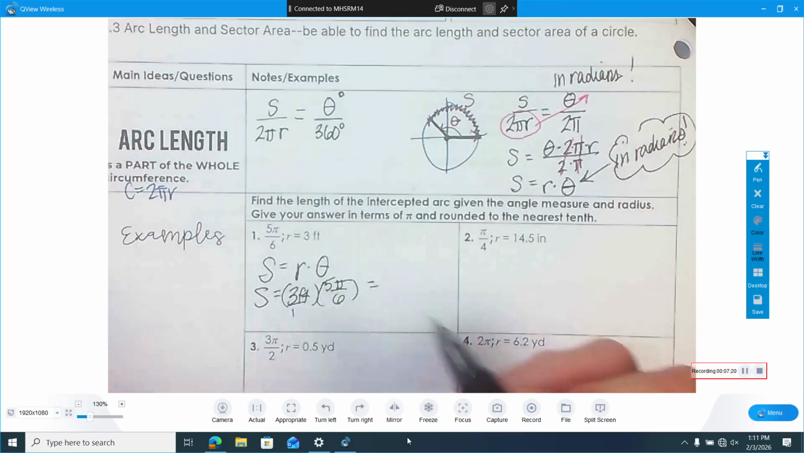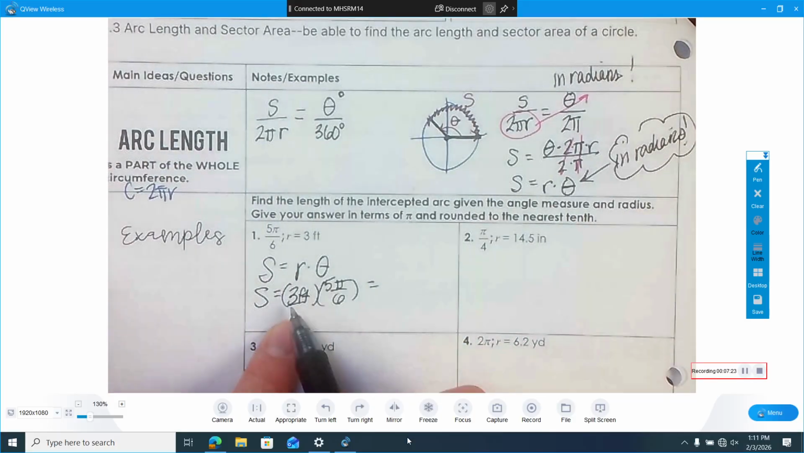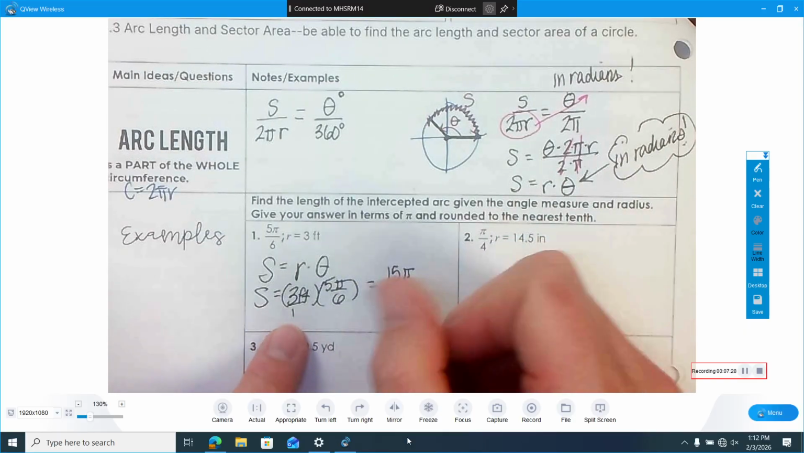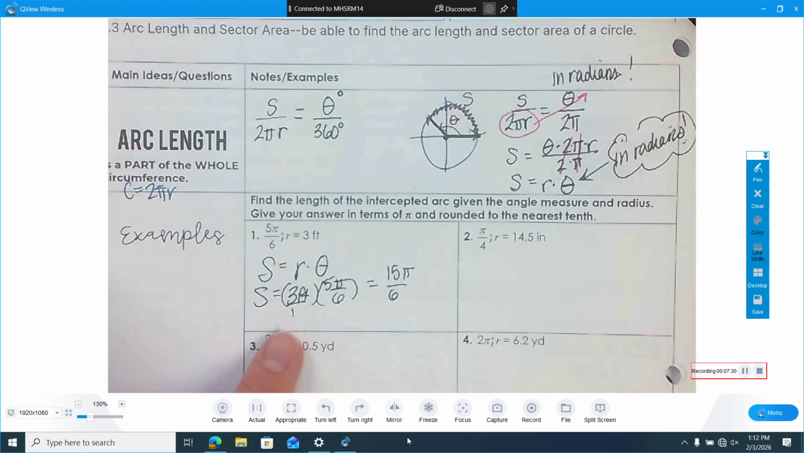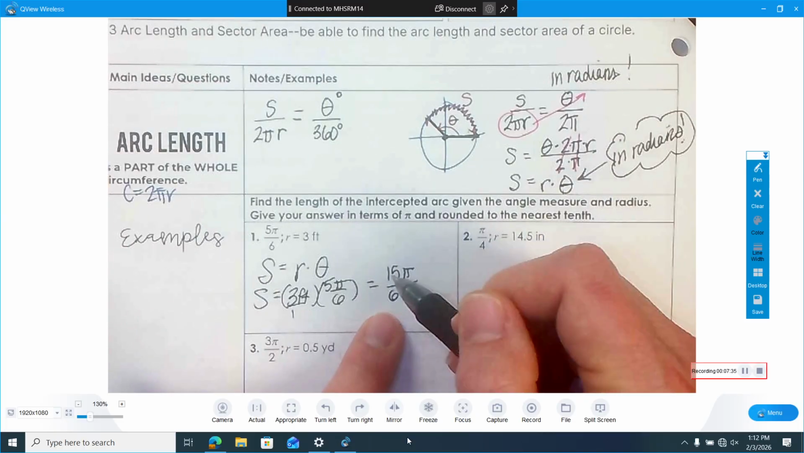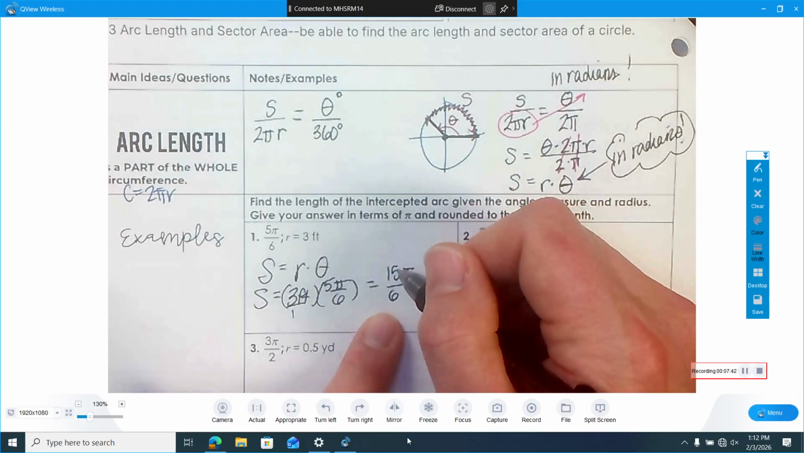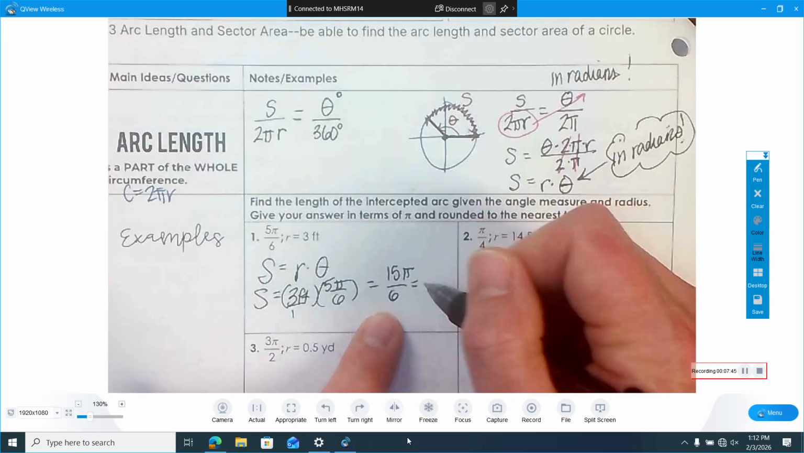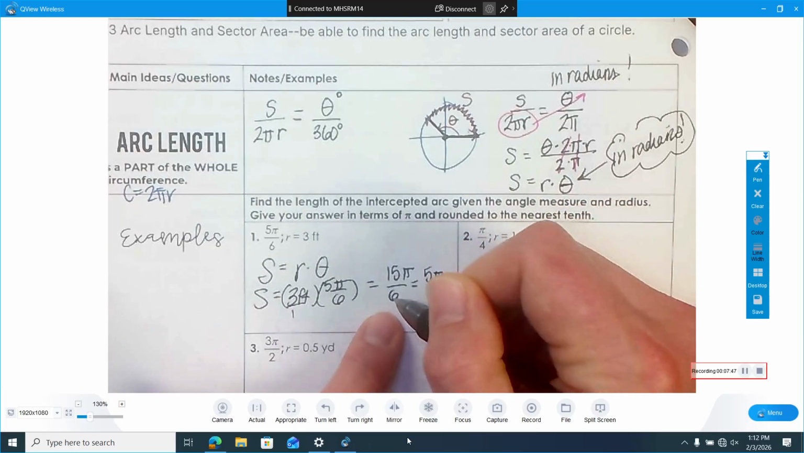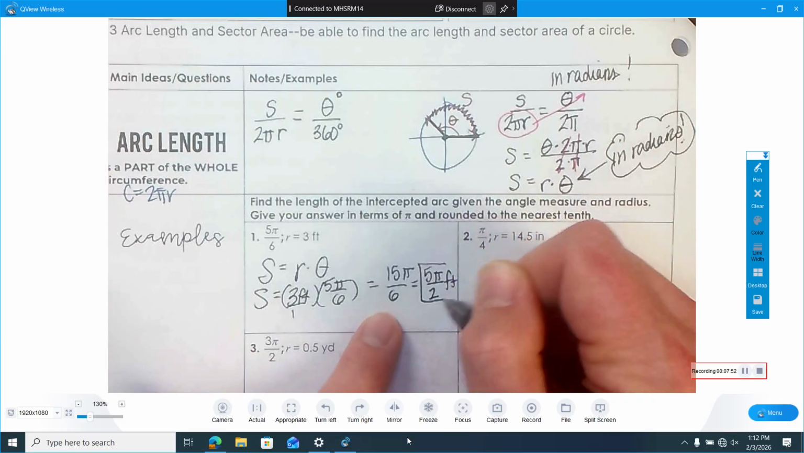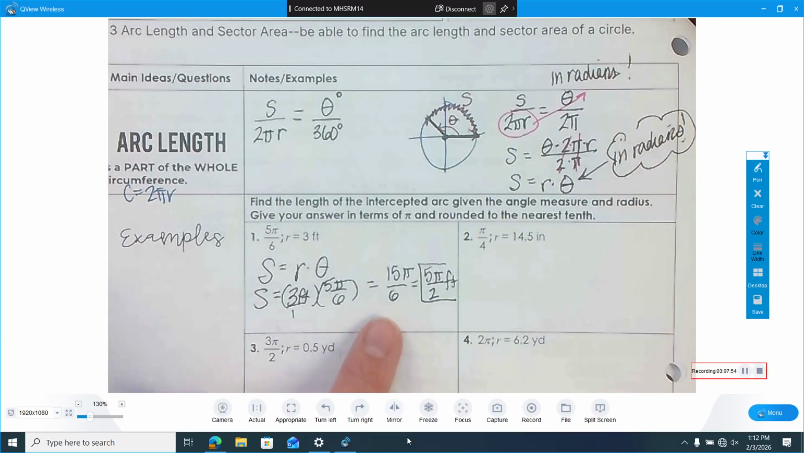I'm going to multiply straight across. 3 times 5 is 15 pi over 1 times 6 is 6, so that's 15 pi over 6 feet. And then 15 and 6 can reduce. We can divide top and bottom by 3, so 15 divided by 3 is 5, and 6 divided by 3 is 2. So this is your exact answer. It is 5 pi over 2 feet long.